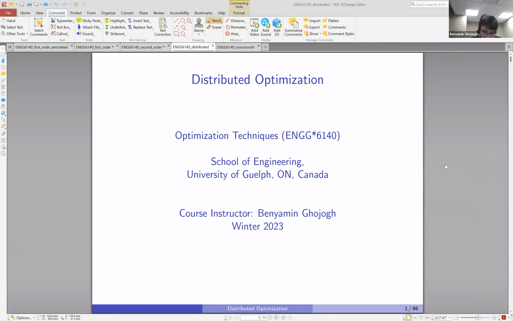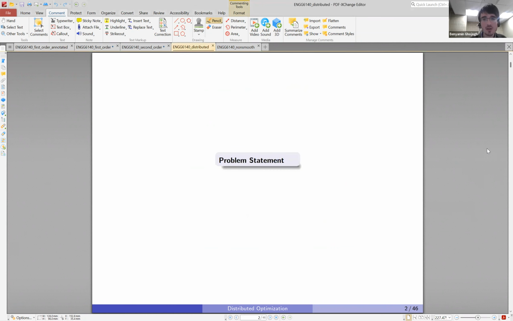Okay. Now, a fun thing. This part is really fun. Distributed optimization. I will tell you what it means. So, problem statement.